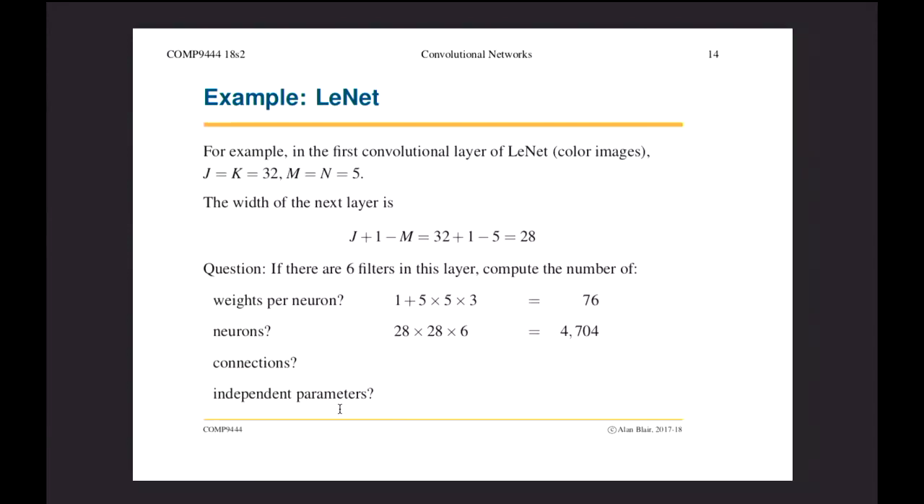Why do you have 1? The bias. We treat the bias as a weight. That just gets added. It's not multiplied by anything.